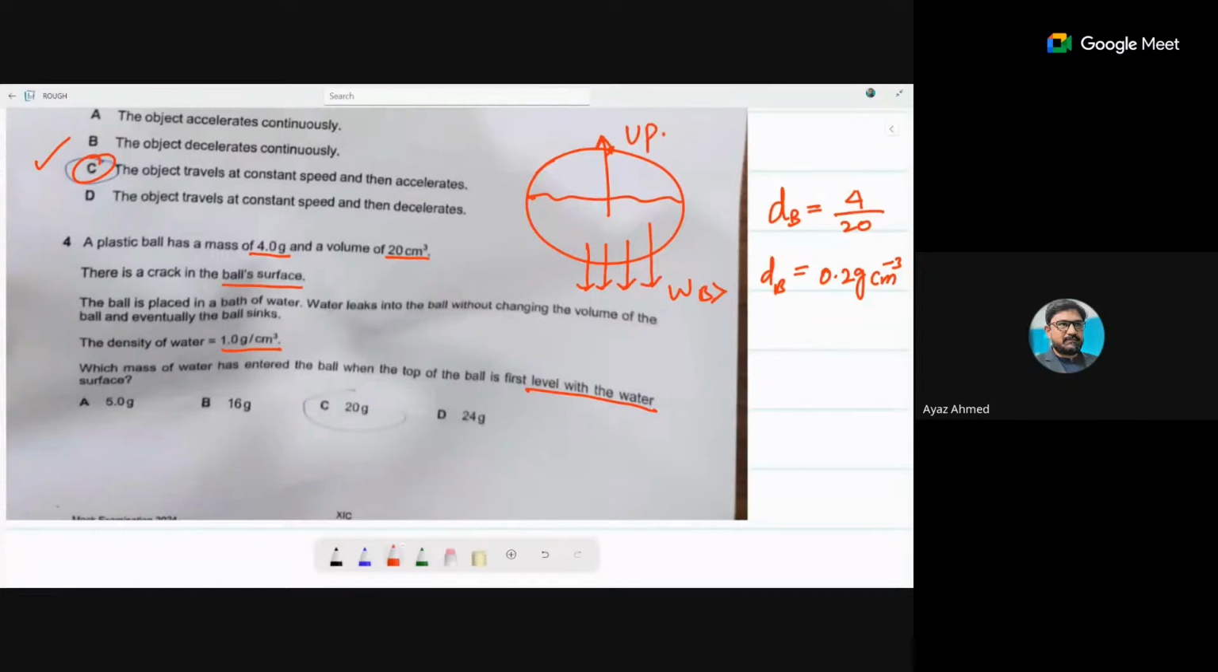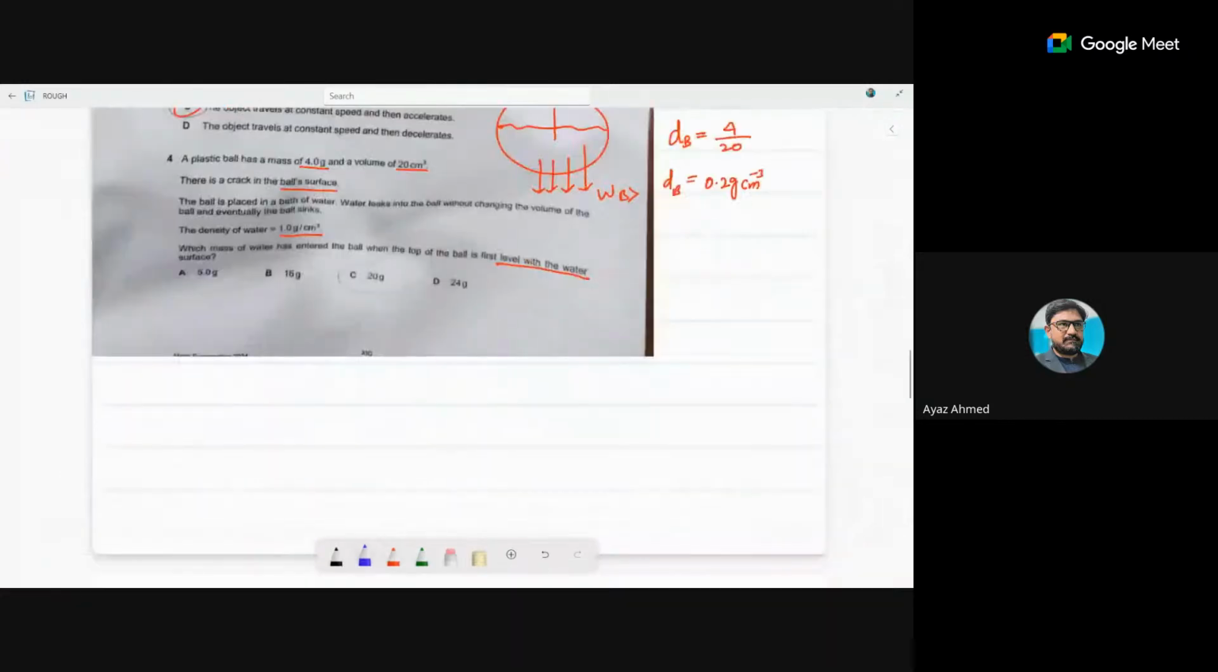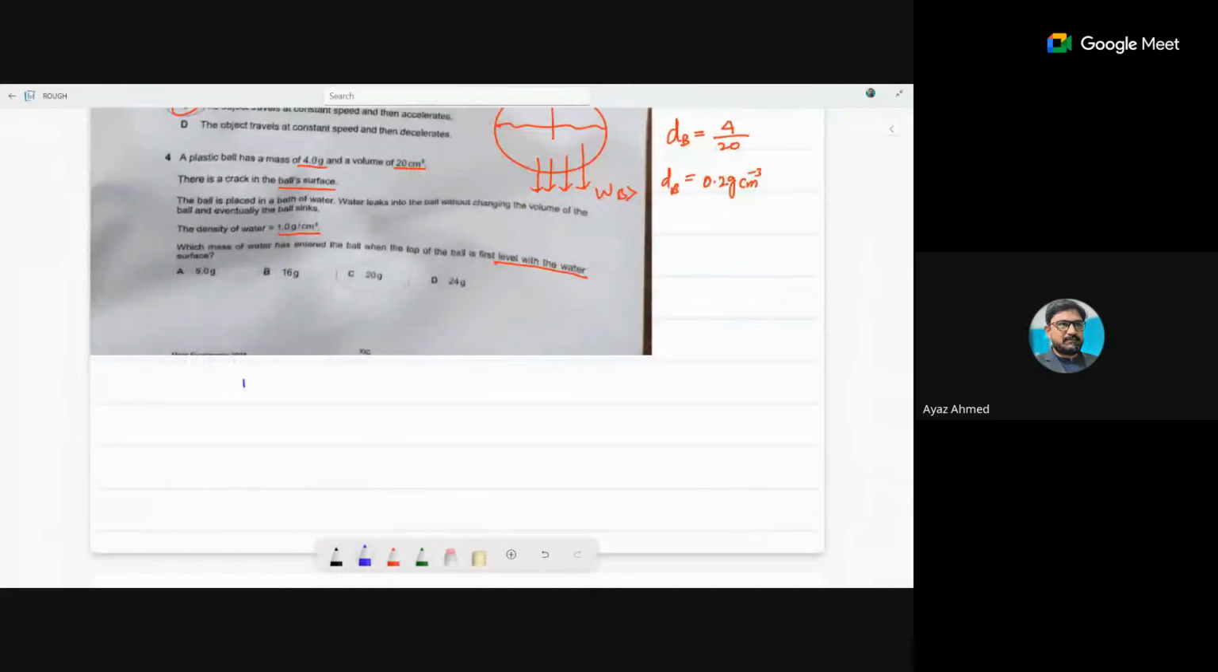Yes. So you should know that upthrust is equal to rho g into the volume of the ball. So what is the density of the water or density of the liquid? It is 1. What is the value of g? It is 9.8. We will get a closer answer if we put 10 over here. And what is the volume of the water which is entering the ball?